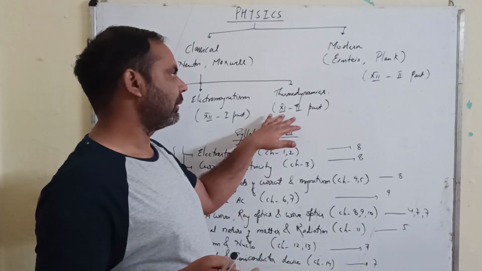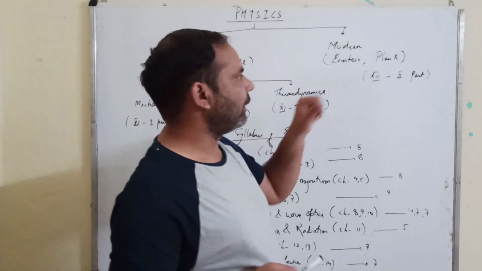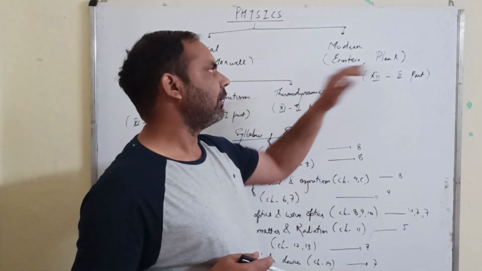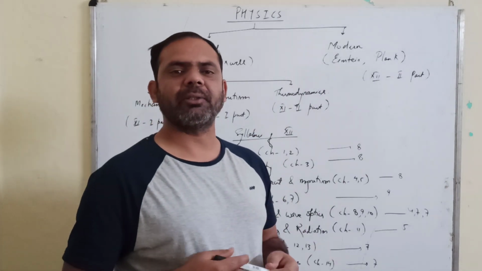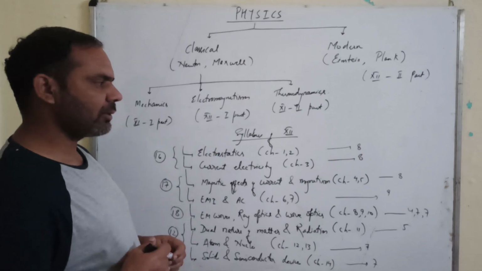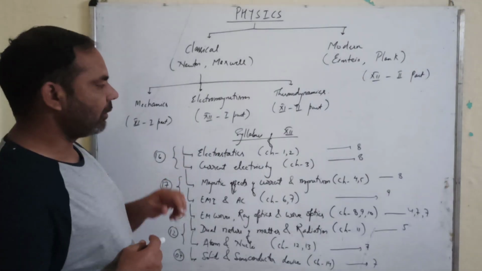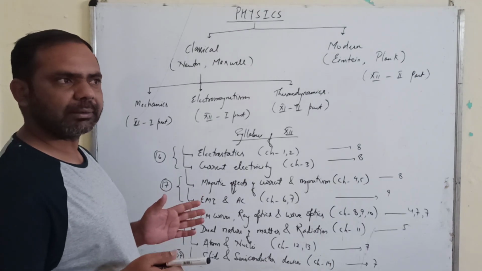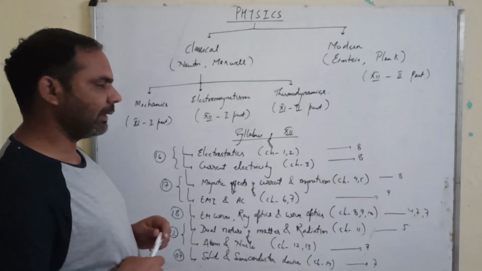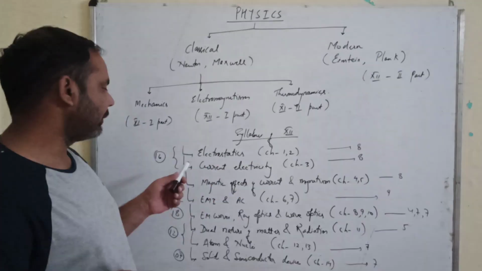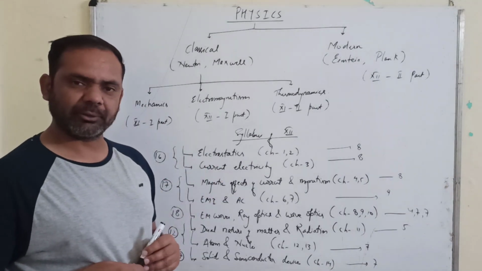The second part comprises this part, and your class 12th physics second NCERT book deals majorly with modern physics. Now here is the syllabus of class 12th. These are the different parts of the syllabus: electrostatics, which are your chapter numbers 1 and 2, and current electricity, chapter number 3.